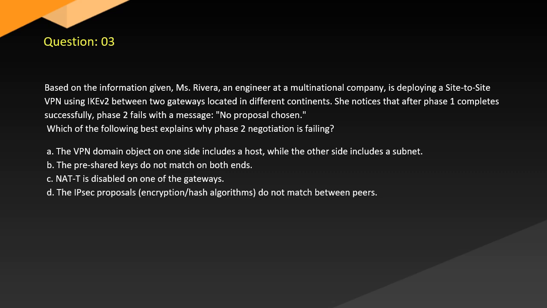A. The VPN domain object on one side includes a host, while the other side includes a subnet. B. The pre-shared keys do not match on both ends. C. NAT is disabled on one of the gateways. D. The IPsec proposals, encryption and hash algorithms, do not match between peers.